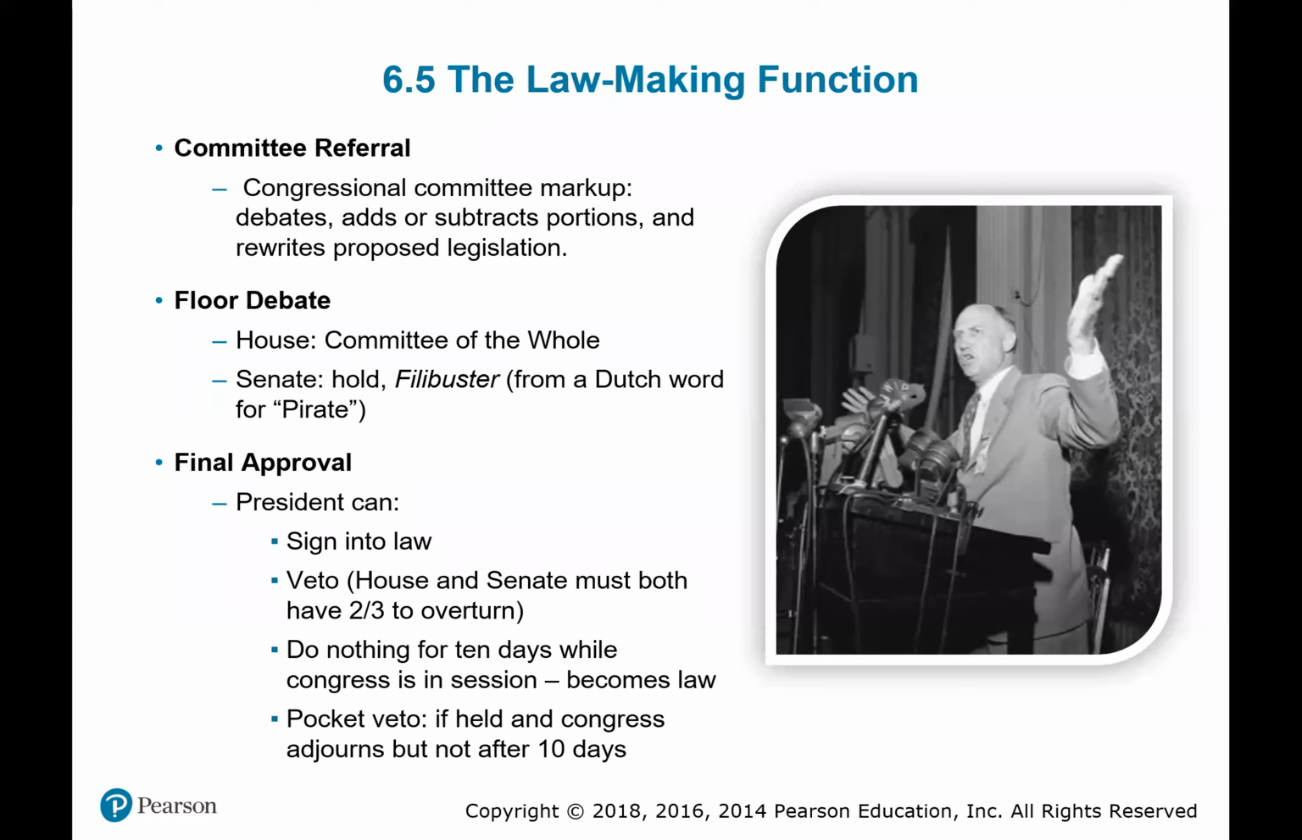Final approval: the president can sign the bill into law, or he or she can veto, and then the House and Senate must both have 2/3 to overturn, and that happens very rarely. It happened last time, I believe, in the 70s.